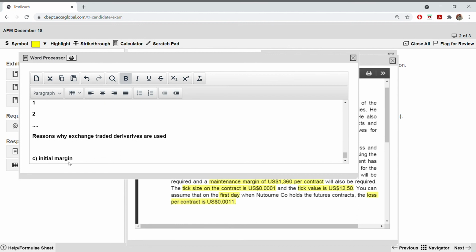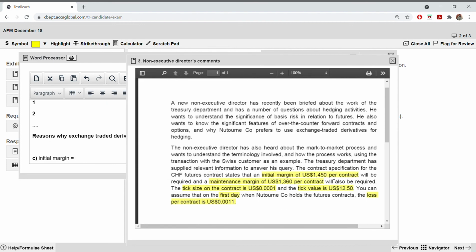This is how I'm going to illustrate. Okay, initial margin is equal to... what is the initial margin? They have told us it is 1,450 per contract. The number of contracts, how will you get it? They didn't tell, but we calculated it when we were doing the future: 98 contracts, not 98.4, 98 only. The number of contracts should always be a whole number, not decimals.